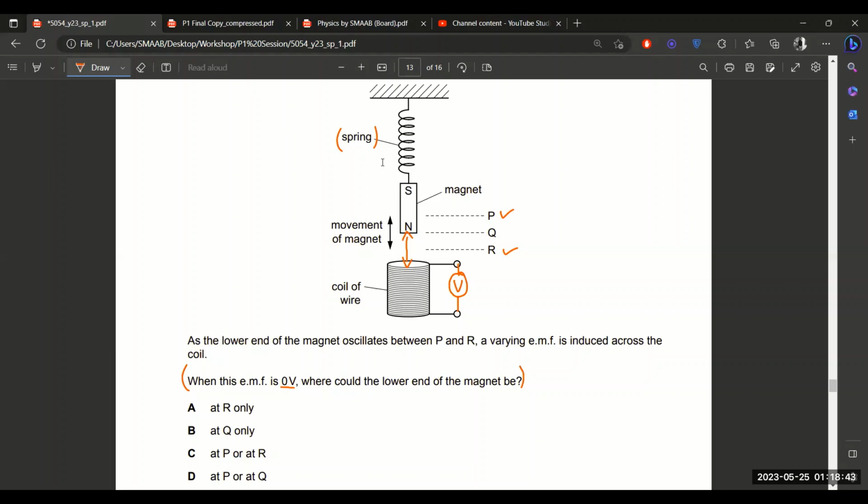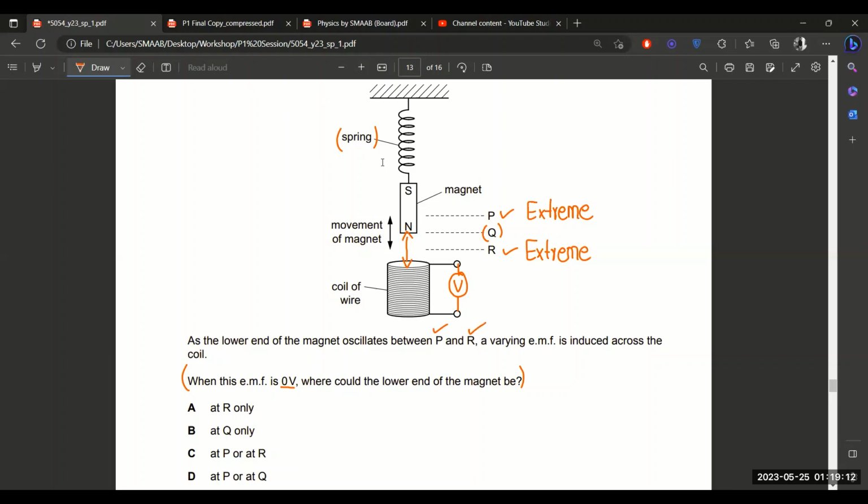P and R are the extreme points, right? Because in the question they already mention specifically between points P and R. So the magnet will oscillate only between P and R. So Q is the mean position. At the mean position, the magnet is always in a vibration form. So when the magnet is moving, EMF is induced.